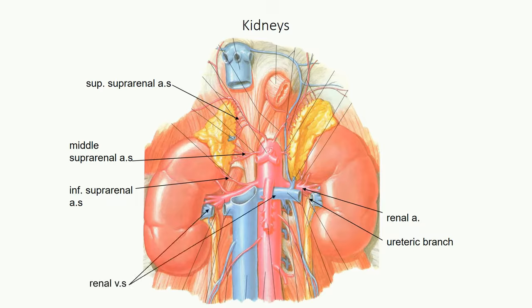Our renal veins will drain directly into the inferior vena cava, and note that the left renal vein is much longer because it has to pass over top of the aorta, whereas the right renal vein has a smaller distance to travel to be able to drain the blood back into the inferior vena cava.